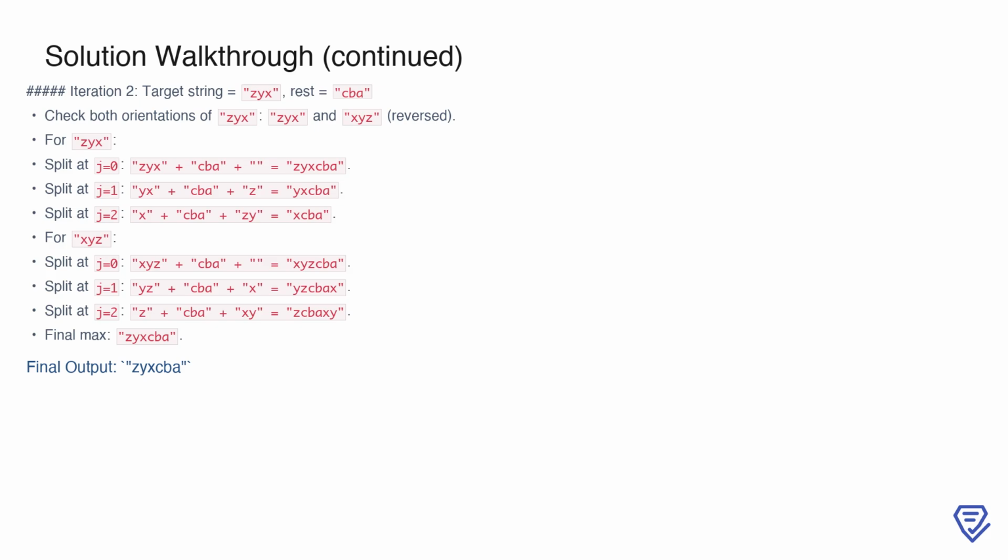For the reverse orientation, XYZ, we perform similar splits. Splitting at position 0 gives XYZ plus CBA, resulting in XYZCBA. Splitting at position 1 gives YZ plus CBA plus X, forming YZCBAX. Splitting at position 2 gives Z plus CBA plus XY, resulting in ZCBAXY. Among all these possibilities, the final maximum string is ZYXCBA. This becomes our final output for this example.